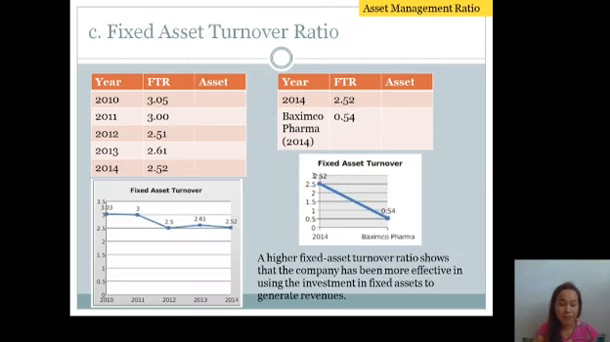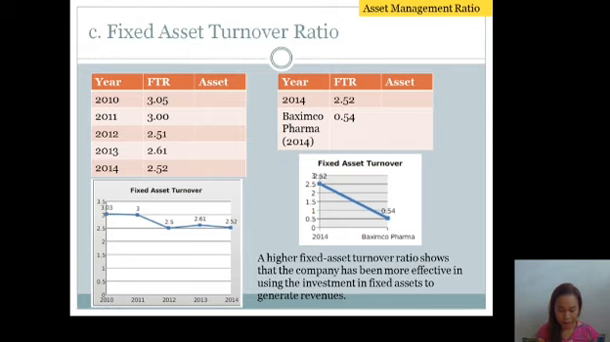And fixed asset turnover ratio. In the fixed asset turnover ratio, it shows how effectively the company has used its investment in fixed assets to generate revenues. So here, the company is not in a good position because the fixed asset turnover ratios were decreasing. As you can see, this is decreasing. In 2013, it is slightly better than the previous year, but not like 2010. But again, in 2014, it decreased.